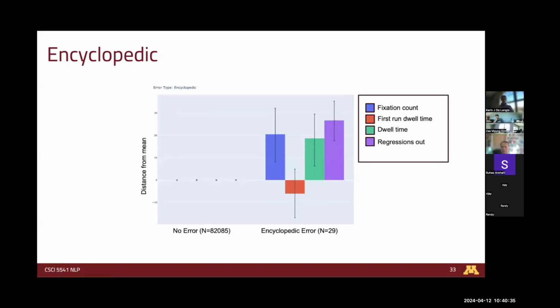Interestingly, for these encyclopedic errors, this is the only error category where we do find longer overall dwell times. And this is also something with a really low number of interest areas where people are agreeing, so this might be influencing this outcome as well. But this is definitely something that we're going to be keeping an eye out for in the future.